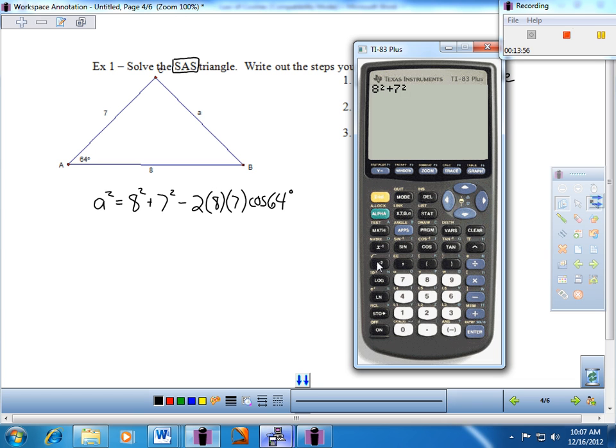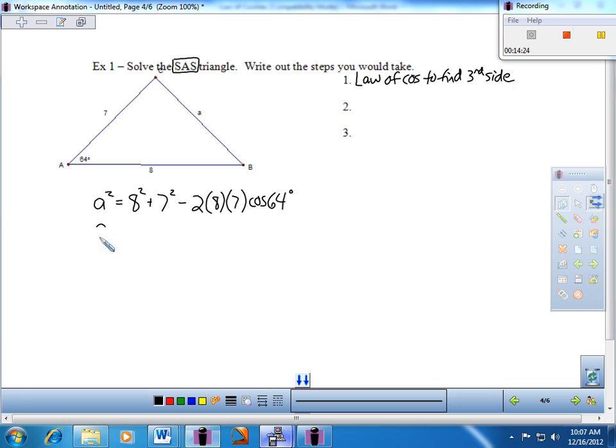Add the 7 squared. But now I have to take away the 2 times the 8 times the 7 times the cosine of our angle, which is 64 degrees. And I'm going to hit enter, and I get that piece right there, about 63.9 and change. So the left-hand side is this, and the right-hand side is about 63.90. Now that's not too bad.